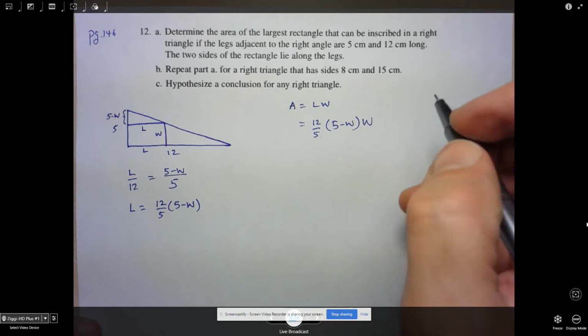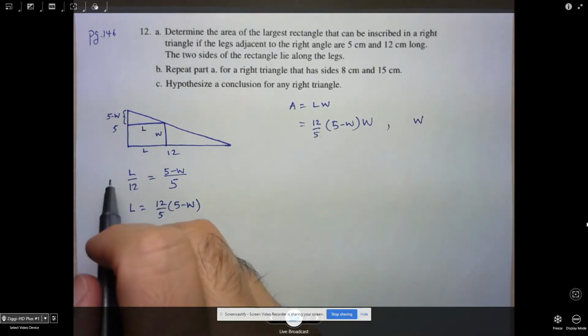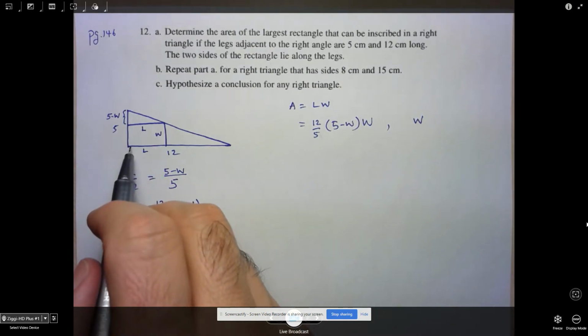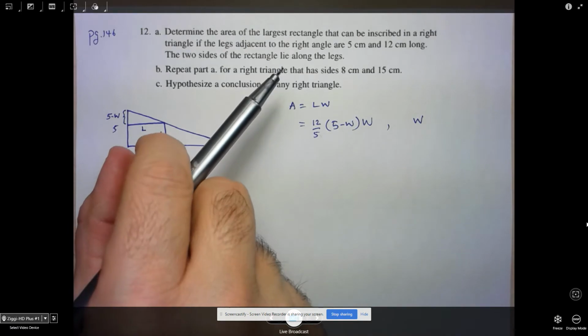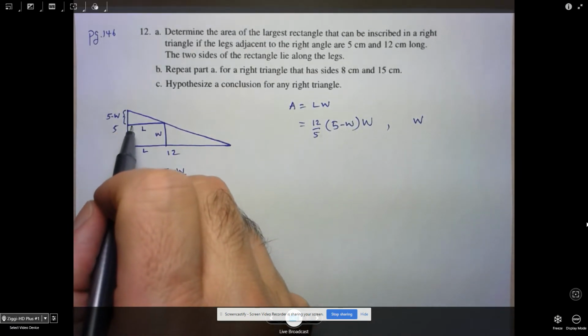I should still specify my domain here. We know that W has to be greater than 0, and it can never be bigger than 5. As this thing gets really, really thin, the W is going to get larger, larger, larger, but it can never be bigger than 5.